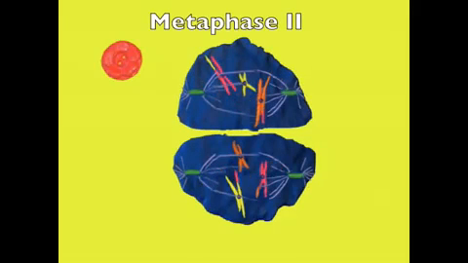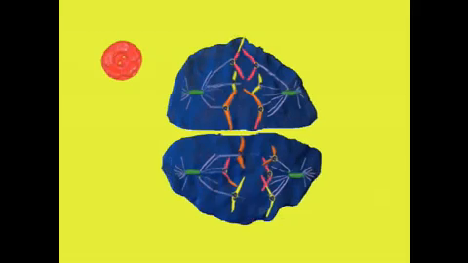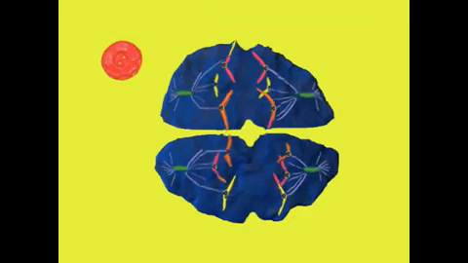In metaphase II, the spindle fibers line the chromosomes up randomly at the equator. The kinetochores of the sister chromatids point towards opposite poles. During anaphase II, the sister chromatids break apart from each other, which then move to the opposite poles of the cell through the spindle fibers.